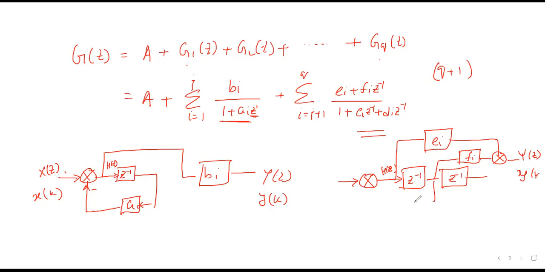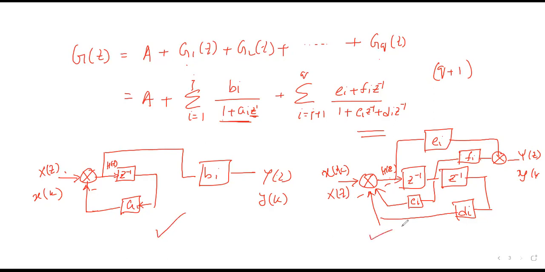And the first one is feedback from your C I, okay, negative feedback, and the second one with D I. Okay, so negative, negative. This is your X K or X Z. Okay, so this is how you figure out in the first order block diagram, you figure out second order block diagram.